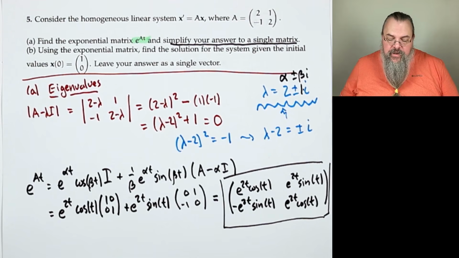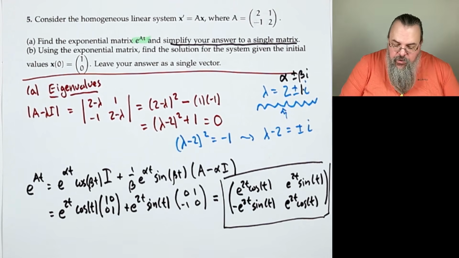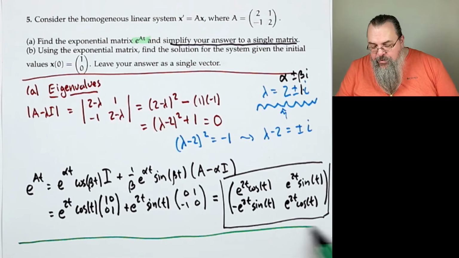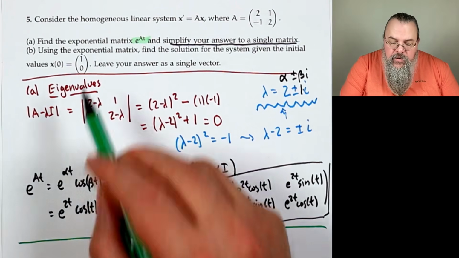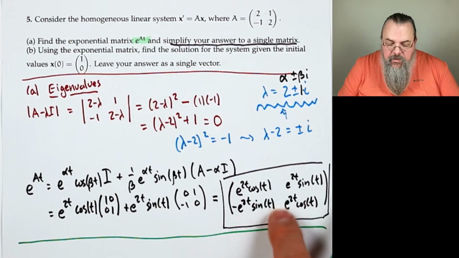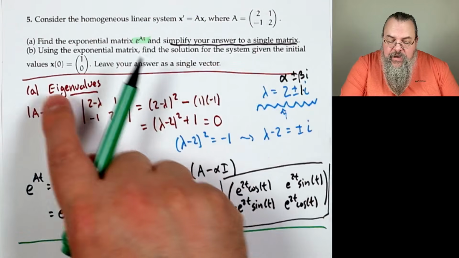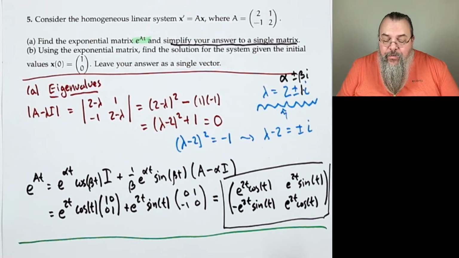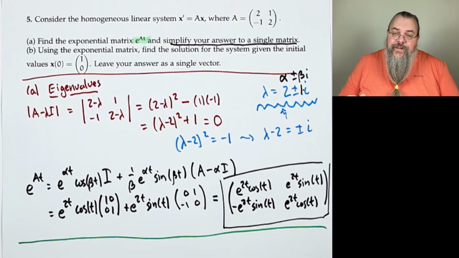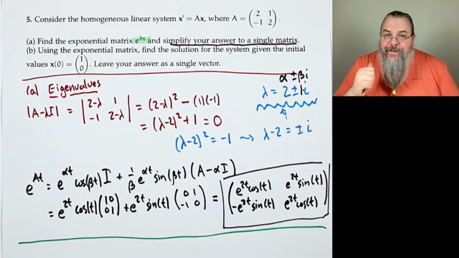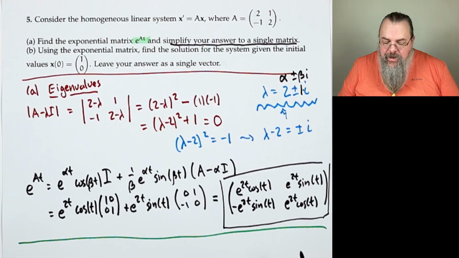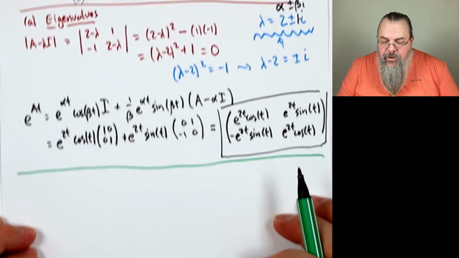Now, part B. We're only halfway through this problem. It says, using the exponential matrix, okay, so we're going to use this matrix, find the solution for the system given the initial values x of 0 is 1, 0. Leave your answer as a single vector. All right, now, how do we do this?